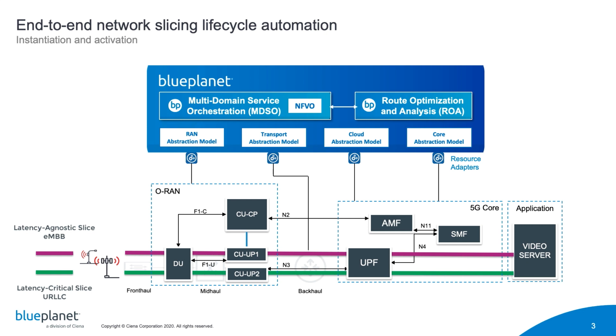Each slice will have their own dedicated RAN CUUP, which is the centralized unit user plane, and L3 VPN transport function. For the transport slicing in this demo, we are using layer 3 VPNs and segment routing, but can also support hard slicing. Both network slices will use a shared UPF, a user plane function.